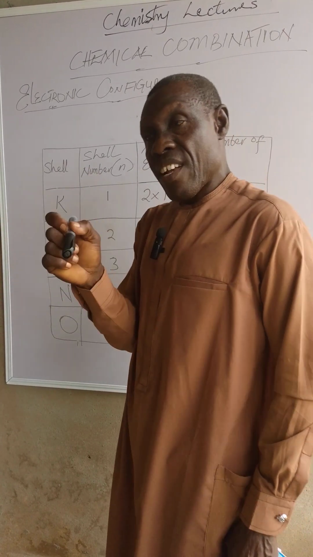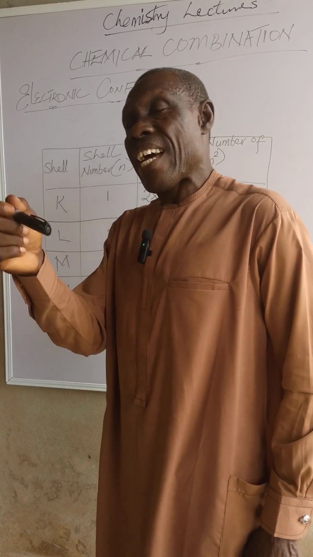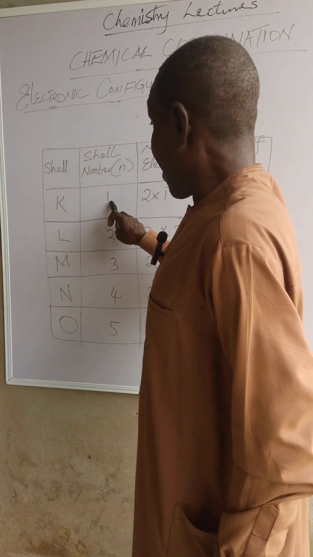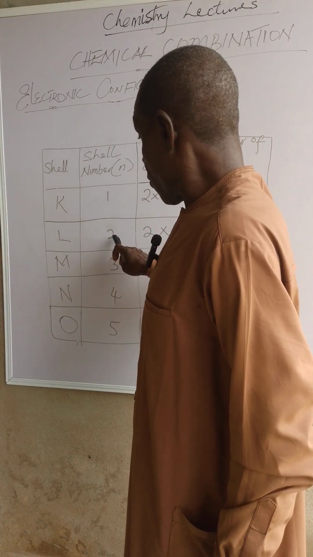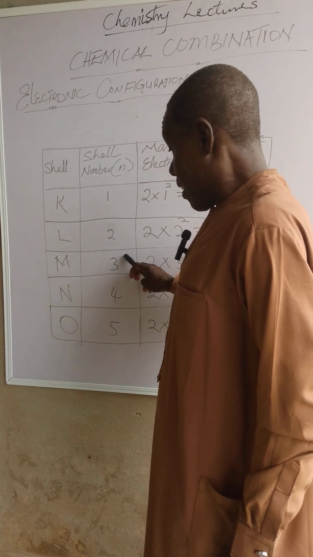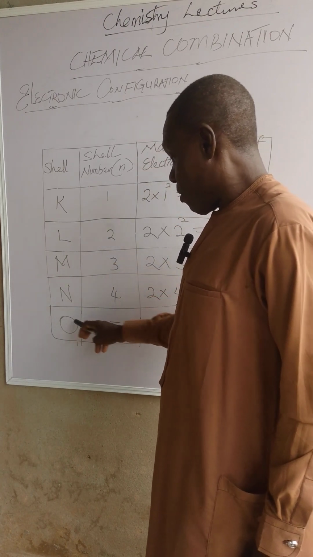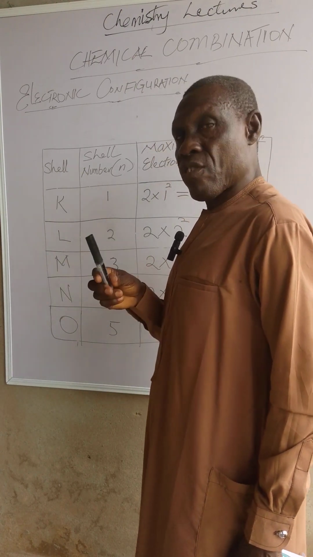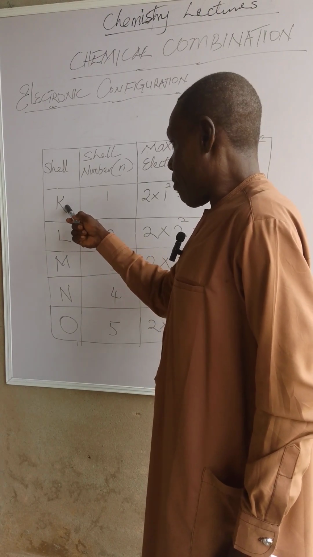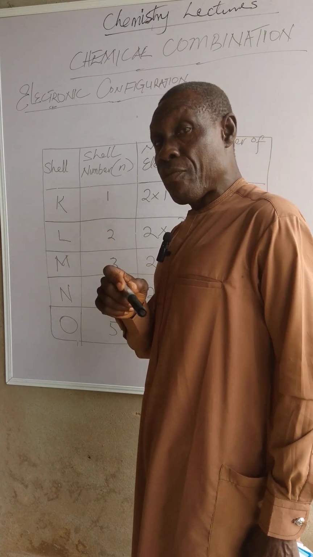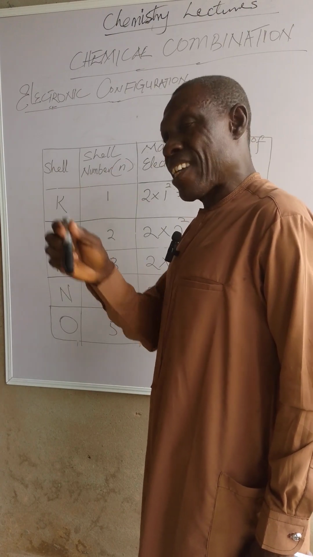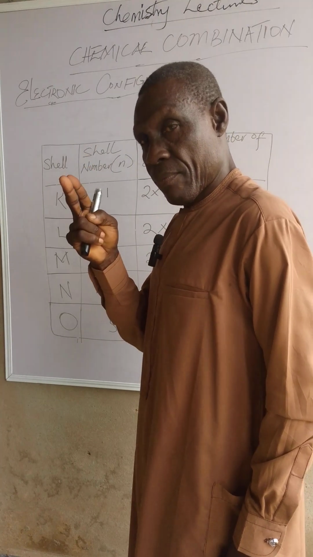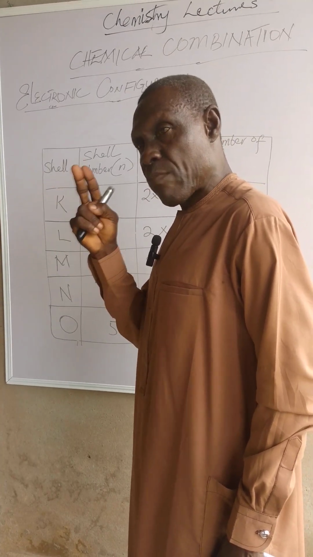Now, the very first shell that you will see after you graduate from the nucleus outside is numbered as 1. The second is 2. The third is 3. The fourth is 4. And the fifth is 5. And it is graduated like that. Now, to know how many electrons will occupy the first shell, it is a known fact that the first shell can accommodate only 2 electrons maximally. Nothing more than that, only 2 electrons maximally.